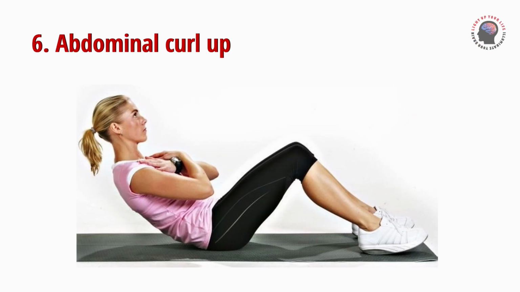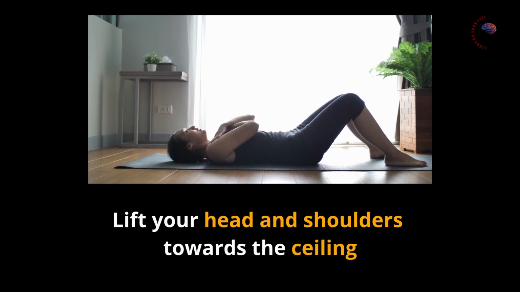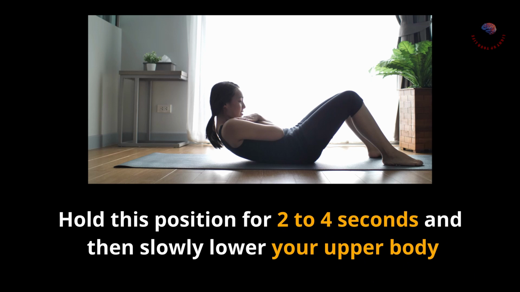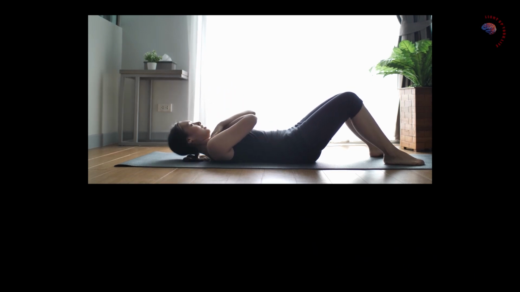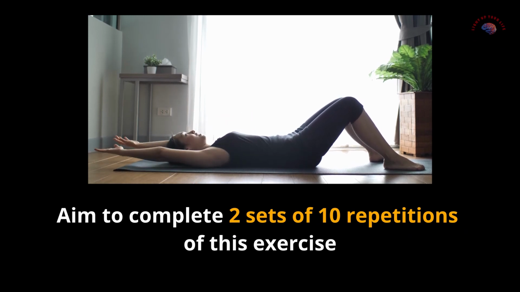Abdominal curl up. Fold your arms across your chest. Lift your head and shoulders towards the ceiling. Hold this position for 2 to 4 seconds, and then slowly lower your upper body. Aim to complete 2 sets of 10 repetitions of this exercise.